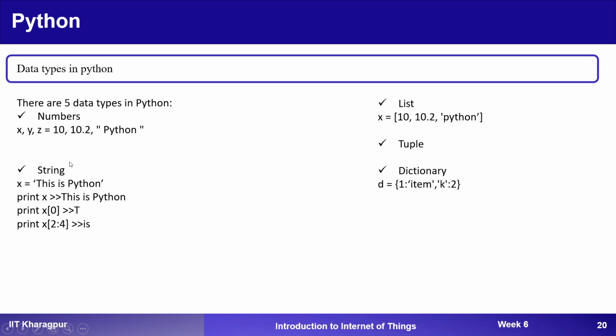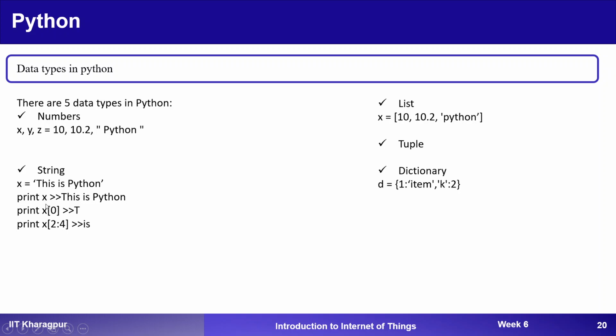As the name suggests, it is a collection of character types. For example, here you have declared a string x. In x, it is written as "this is a Python". So whenever you write print x, then that particular string will be printed. Now as I said, it is a collection or array of character types.